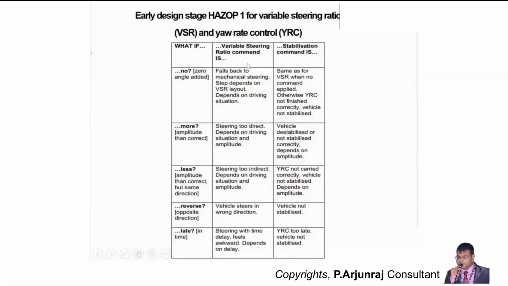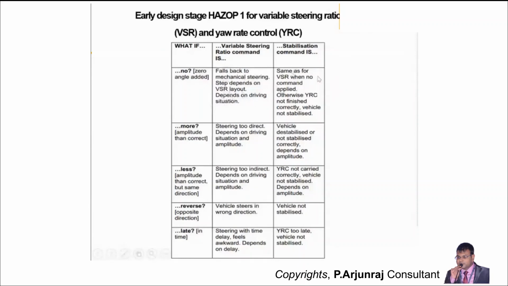So here there are two impacts, considering the variable steering ratio and also the yaw rate control. When you say yaw rate control, you are also understanding the command that you are going to stabilize. You see what will happen if no or zero angle is added with respect to your command. If this is the command or requirement, then the variable steering ratio command is going to fall back to the mechanical steering, and these steps depend upon the VSR layout, and also on the driving condition.